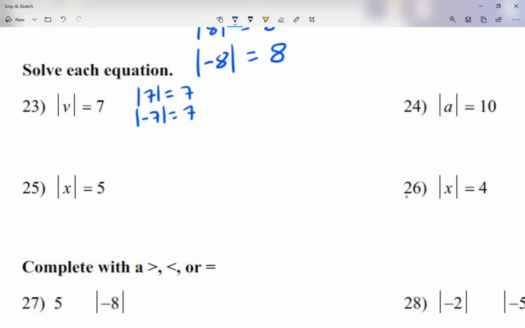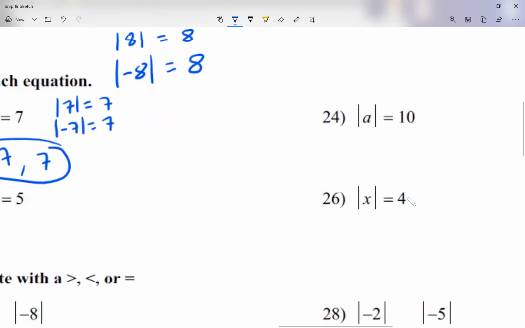Now, let's write them in order. So the smallest number first. We know that negatives are smaller than positives. So let me call this -7 and +7. I'm going to have two answers. Absolute value will give me two answers.